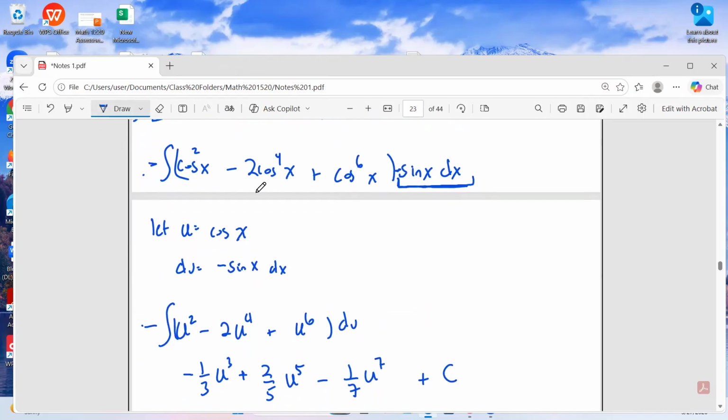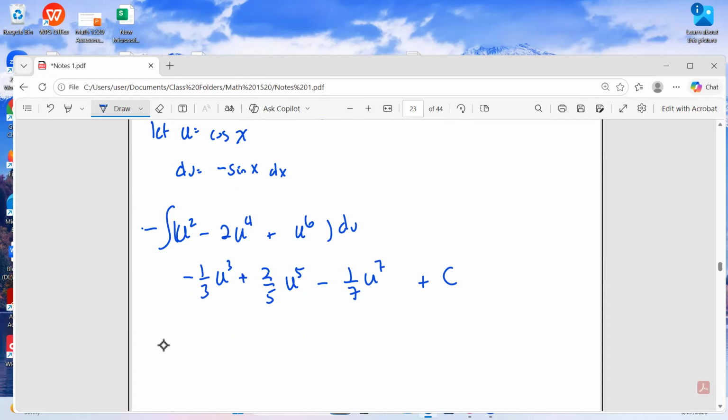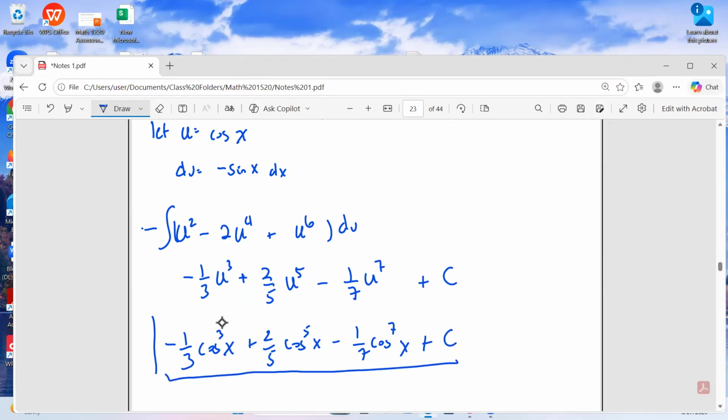U, I said, was cosine, so we can go back and deal with this. So we have -1/3 cosine cubed of x plus 2/5 cosine to the fifth of x minus 1/7 cosine to the seventh of x plus c. And that would be my final answer for this problem. All right, so that's how we deal with problems like this.